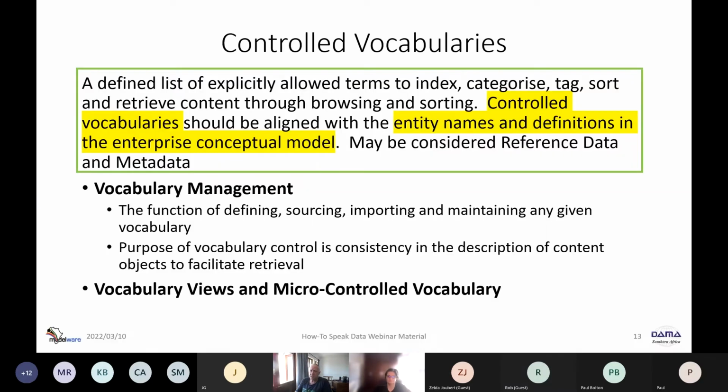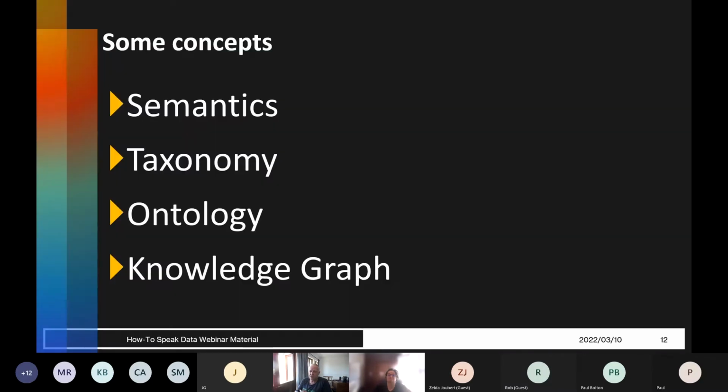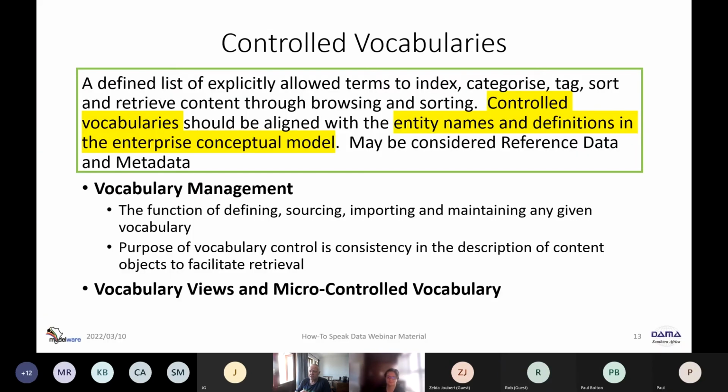So these are the important elements. We sort of saw that on the previous slide. Controlled vocabularies, and I think I could get Zelda to present on this because she heard all about it. Not so, Zelda? Yep, just saying it looks familiar. Okay, fantastic. So controlled vocabularies, this is what it's all about.